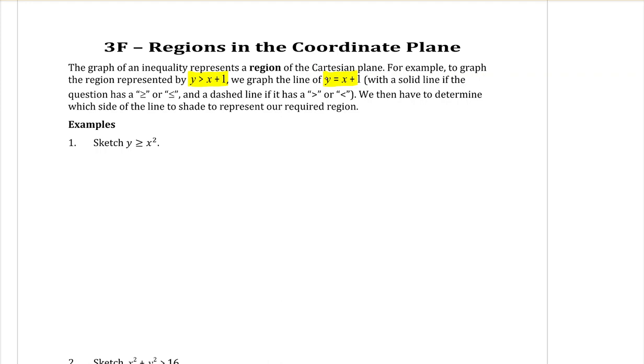Number 1, if I want to sketch y is greater than x squared. So first of all, we just ignore the inequality part for a second, and I'm going to sketch y is equal to x squared. That is our most basic parabola. We're going to do all the graphs over on the right-hand side. So the basic parabola has vertex at the origin, 0, 0.